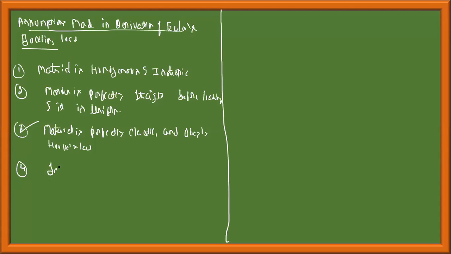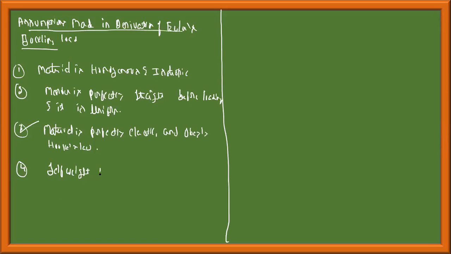Material obeys Hooke's law in the sense that stress is directly proportional to strain up to the proportional limit. So I am not loading my column beyond the proportional limit. The loading is well within the proportional limit.